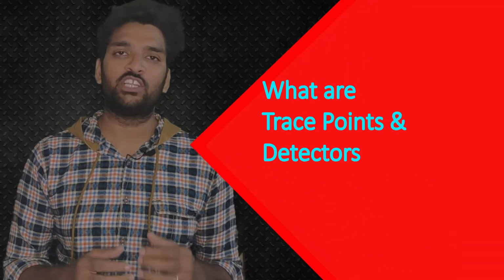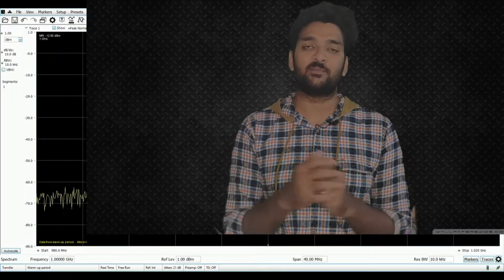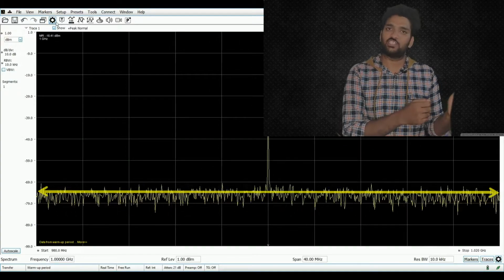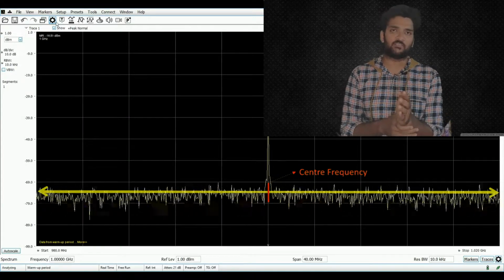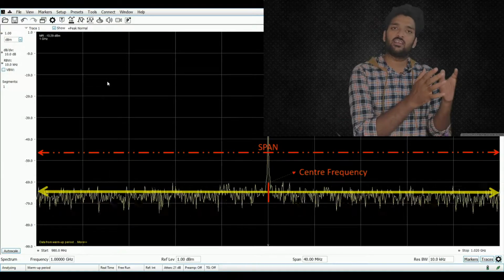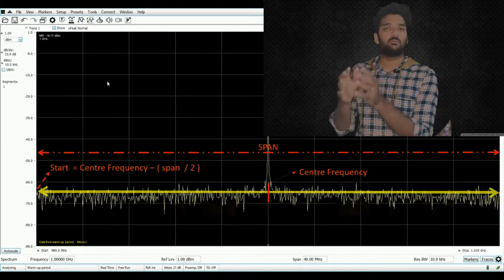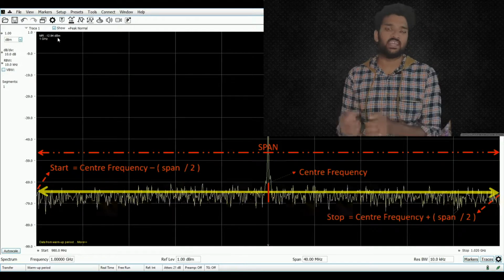In this video, we will look into what trace points and detectors are in a spectrum analyzer. Before jumping into trace points and detectors, let us see how the spectrum in a spectrum analyzer is computed and displayed. Let's focus only on the x-axis, which is the frequency axis. The start point and stop point on the frequency axis are determined by center frequency and span. Start is center frequency minus span by 2 and stop is center frequency plus span by 2. So this determines where the frequency starts and ends.